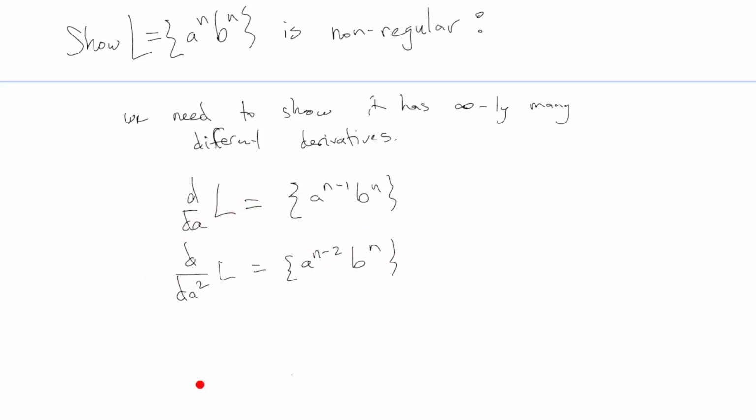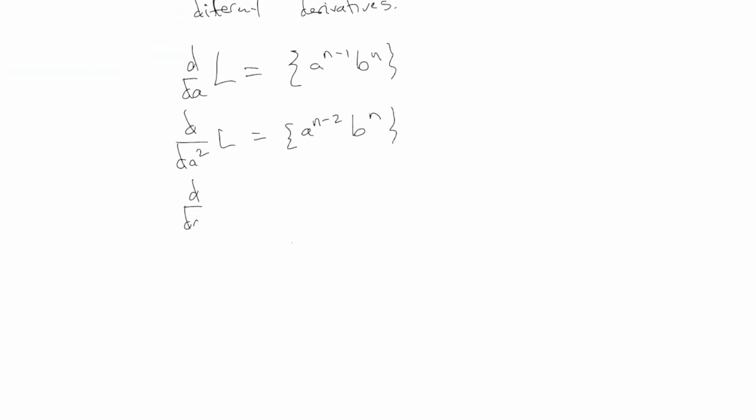What's the next set that I'm going to write here? Just the derivative of a cubed. Yeah, we can do this again with a cubed. So this is a to the n minus 3, b to the n. And again, this is different. This is a set in which the number of a's is 3 less than the number of b's, and that's different from these other two sets. Do you believe me that you could just continue this and get infinitely many different possible answers here?